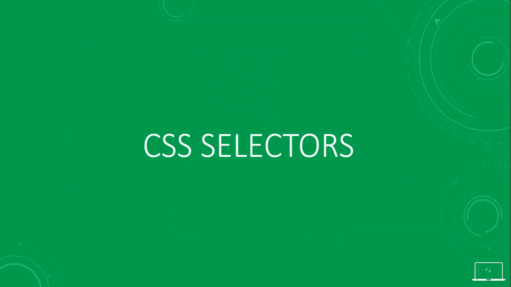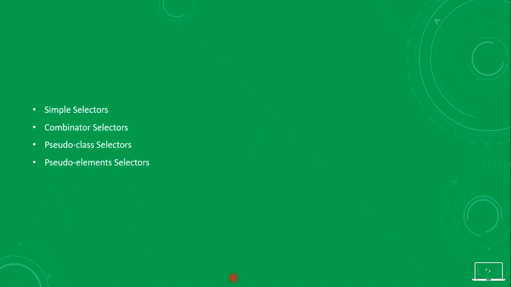In this tutorial, we will know about various CSS selectors that are used in HTML for styling. CSS selectors are used to find or select the HTML elements you want to style. We can divide CSS selectors into 5 categories: simple selectors, combinator selectors, pseudo-class selectors, pseudo-element selectors, and attribute selectors.